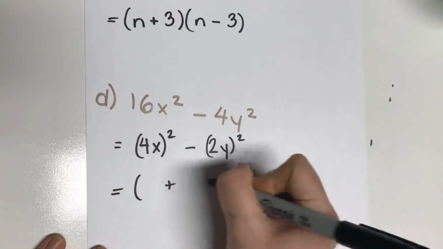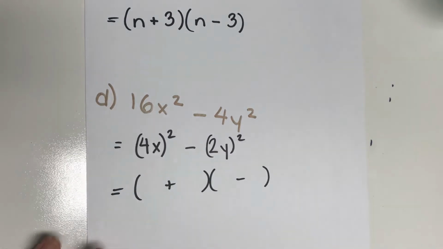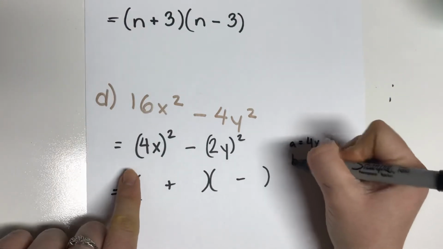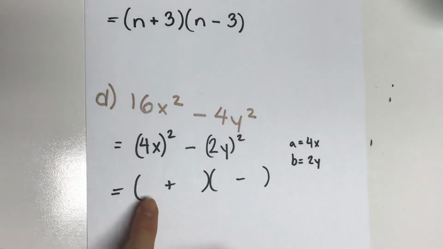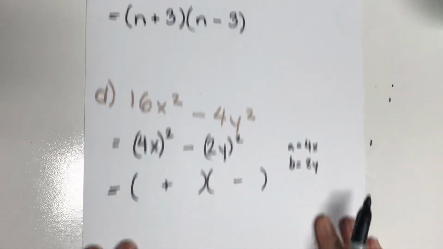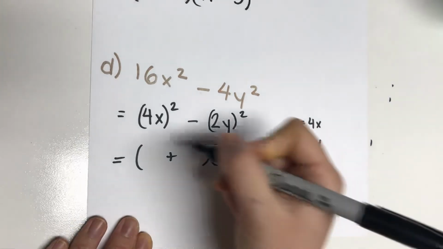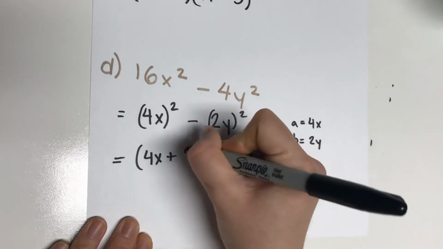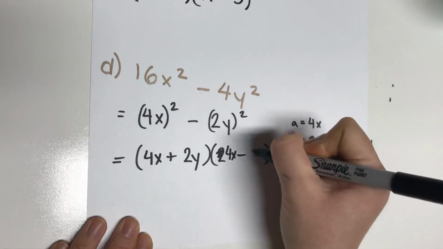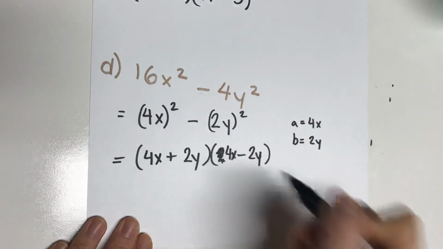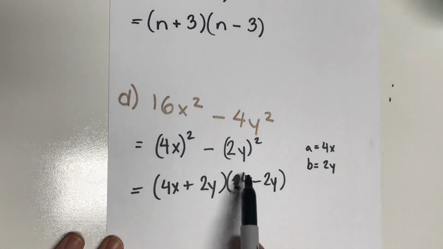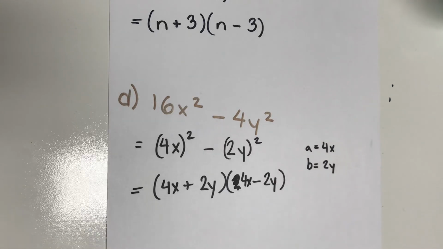And then again, I'm going to add in the first bracket, subtract in the second bracket. So I'm going to take my a. So in this case, a is 4x and b is 2y. The formula tells me a plus b and then a minus b. So I'm going to add them, 4x plus 2y, and then I'm going to subtract them, 4x minus 2y. And that's my final answer. And if you're ever unsure, you could always use the distributive property and double check to see if that was correct.